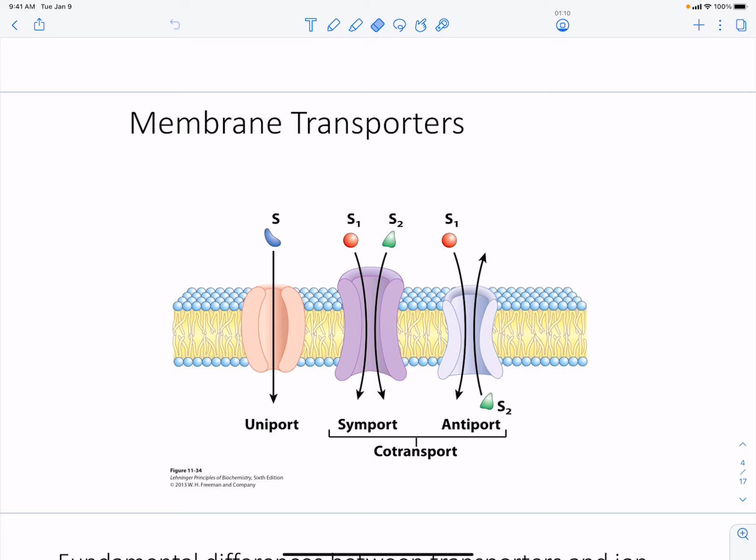And so we can have some channels that are going to be uniport, and that means it's going to cross one substrate. Other channels can be a symport, in which two products go in at the same time in the same direction. And then we have our antiport, where two products are going to go in, but one goes in one direction and one goes in the other direction. Our symport and antiport are co-transporters, whereas our uniport is obviously just a single transporter.